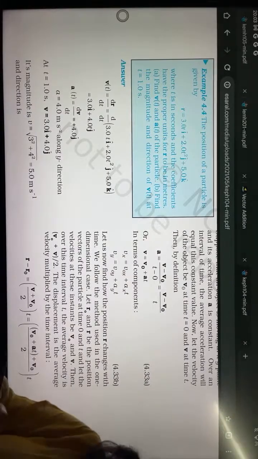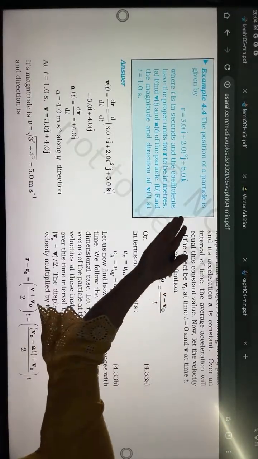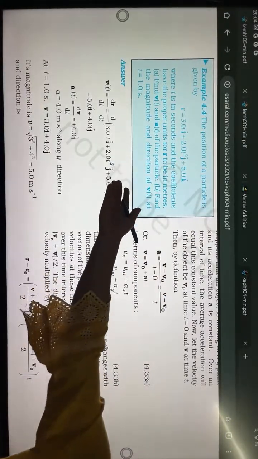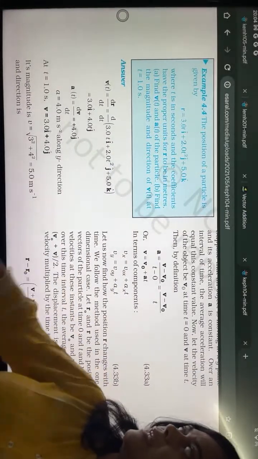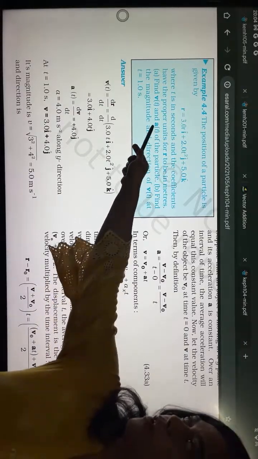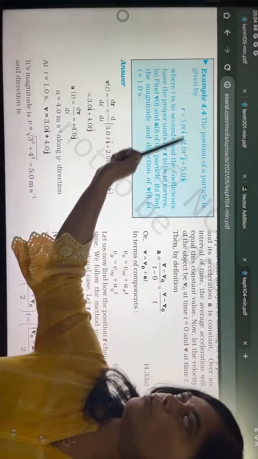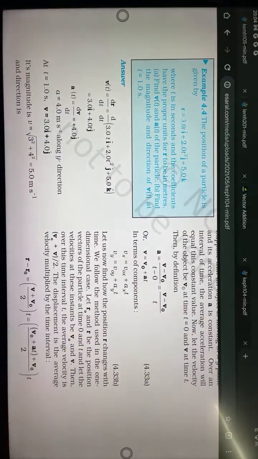In your math you have learned functions in terms of x in algebra, right? f of x, g of x, like that. Here all the functions are in terms of time. So v of t, a of t, everything you need to find out. Is it clear? So find the magnitude and direction of v of t at time t equal to 1 second. So they specified some time, and at that particular time you are asked to find the magnitude and direction of velocity also.